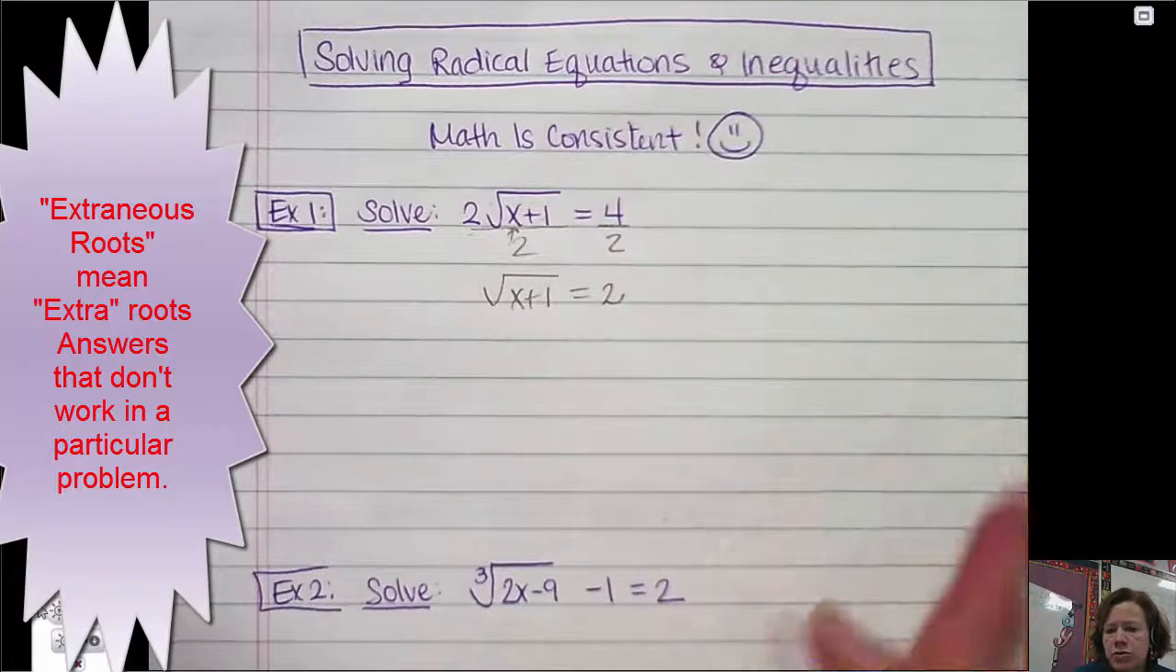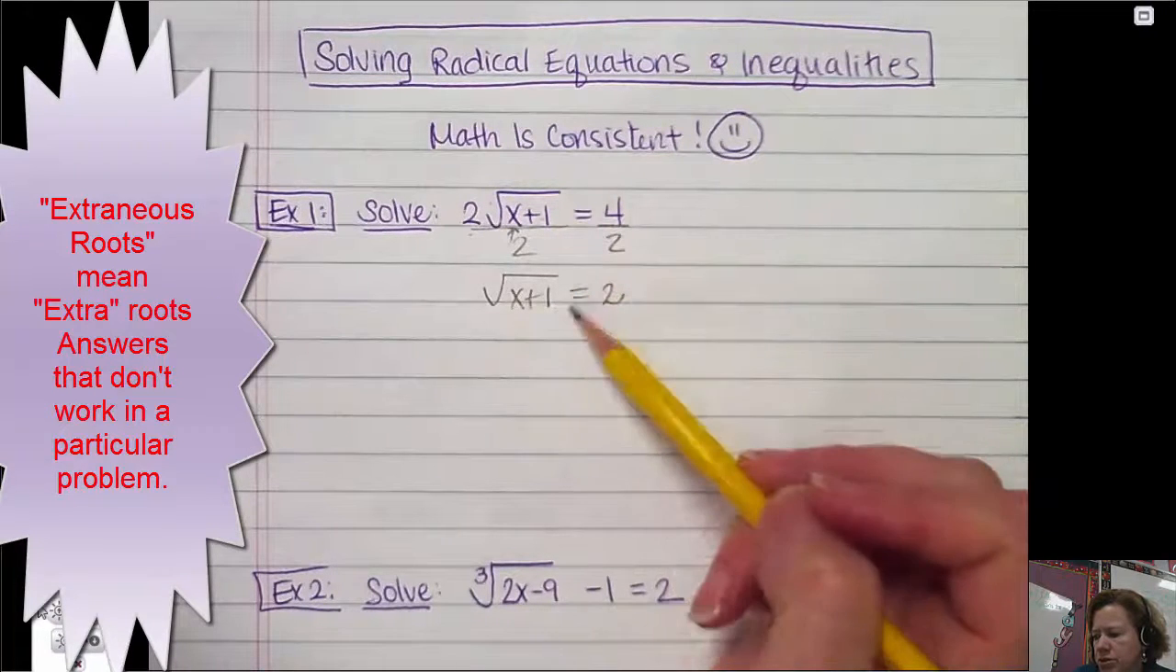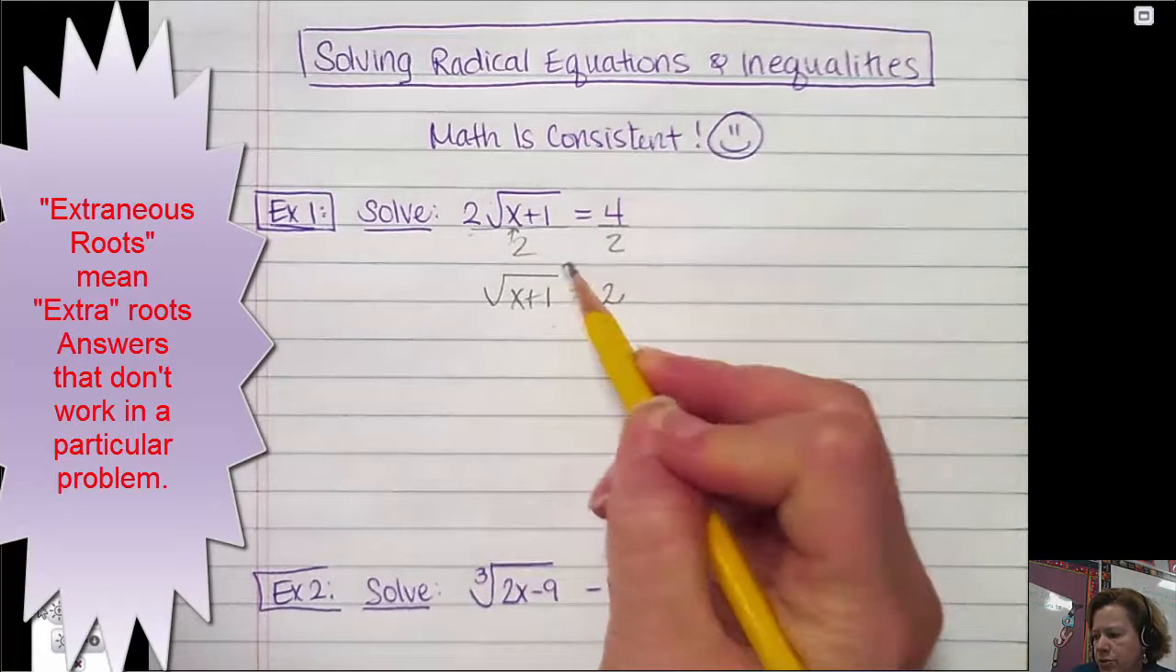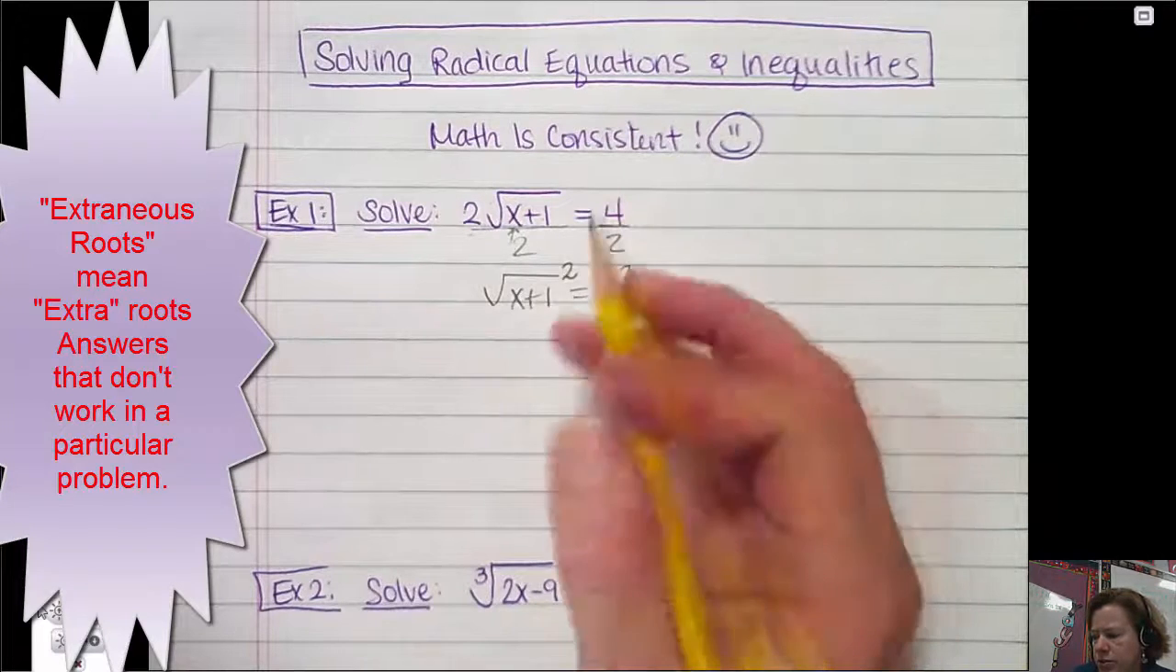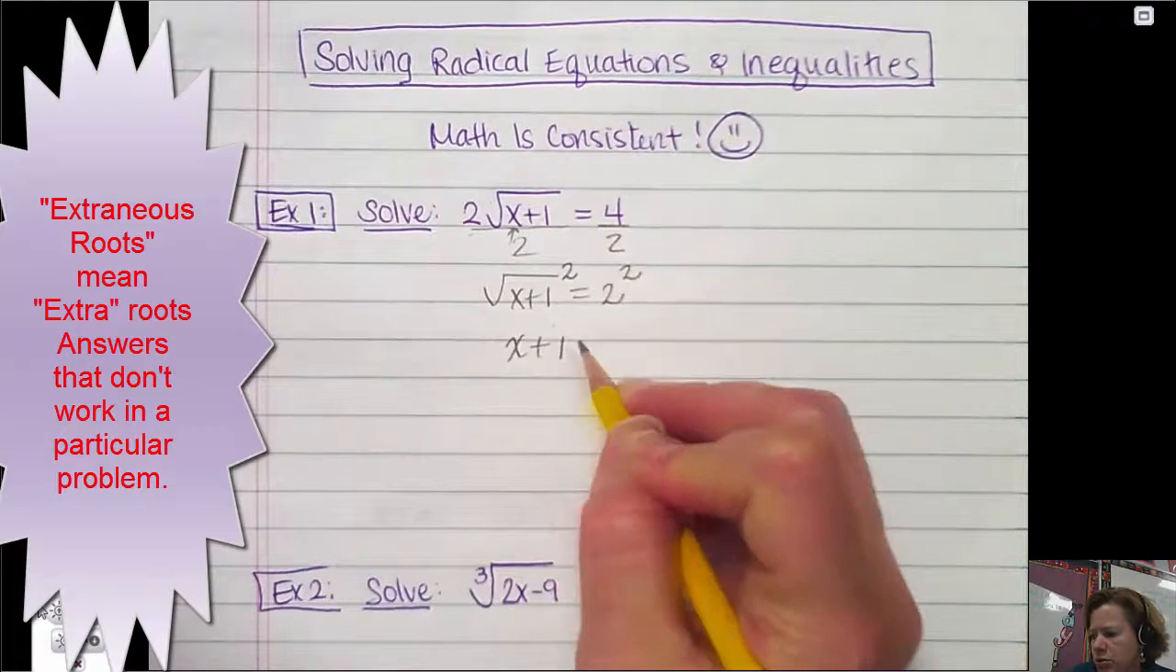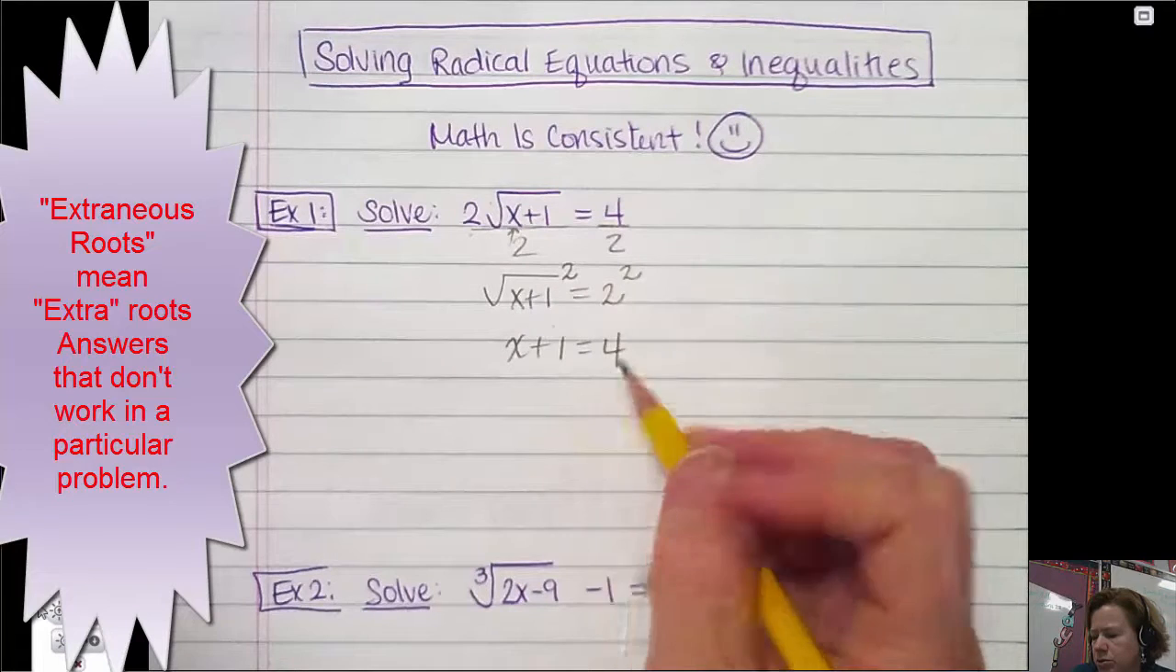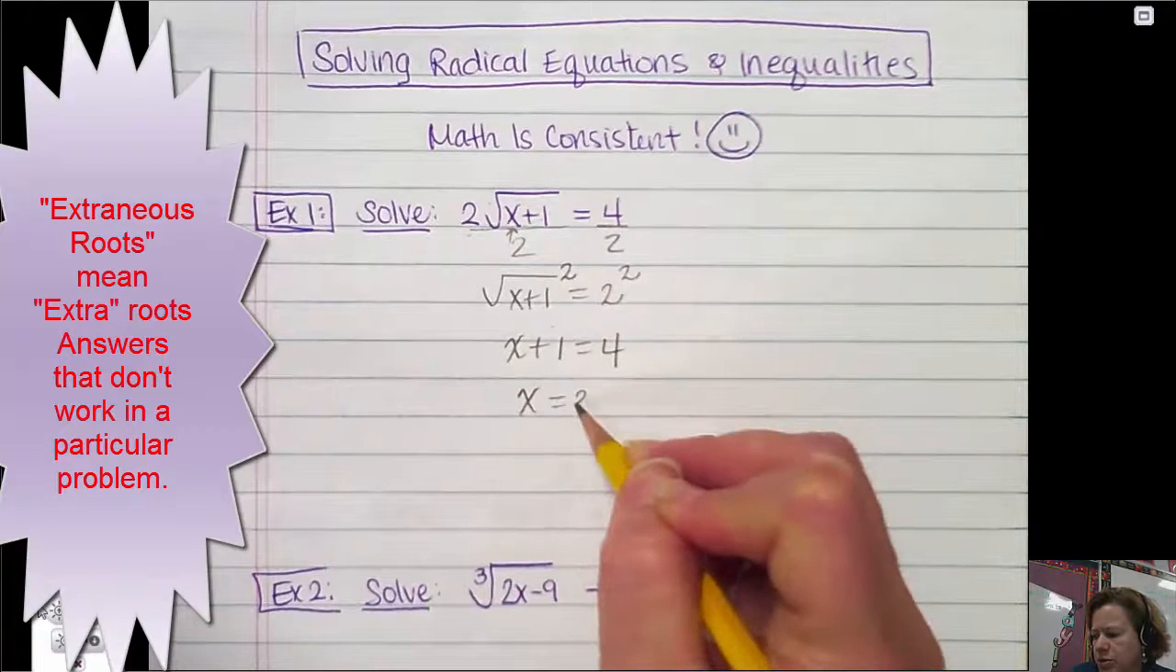And then you would do what you've always done. We undo square rooting by squaring. And what you do to one side, you have to do to the other. So I have x plus 1 equals 4. Subtract 1 from both sides, and x is equal to 3.